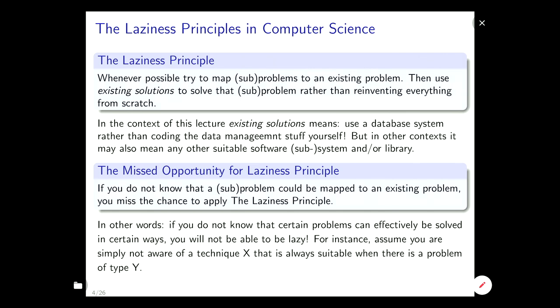I witness that not every day, but every week, in particular with developers and computer scientists, who tend to say, hey, I can code that, I make that efficient, I do it like this and that, without thinking first: hey, maybe someone thought about that first. Maybe there's already a community working on that. Maybe there's a solution I could use directly out of the box. Developers have often a tendency to reinvent the wheel. So in the context of this lecture, this means you should use a database system rather than coding the data management stuff yourself.